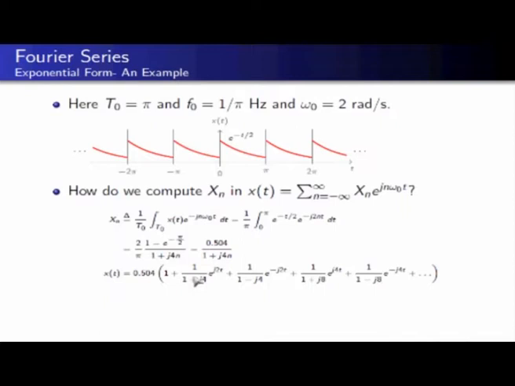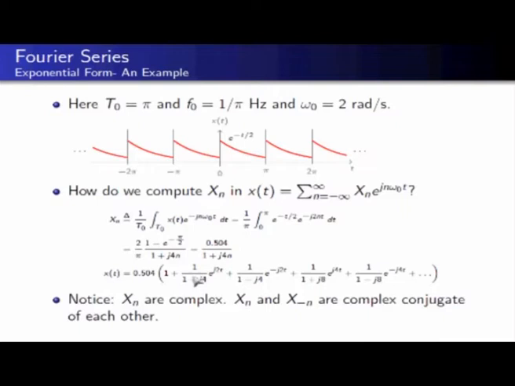The denominator is 1 plus j4n. So it is complex, so Xn is complex. If you substitute for Xn in that infinite sum, for n equal to 0 it's only 0.504, then X1, X minus 1, X2, X minus 2, and so on. You can expand that and write x of t in terms of individual frequencies. Notice that Xn and X minus n are complex conjugates of each other. Whenever x of t is a real signal, which it is in this case, Xn and X minus n are complex conjugates of each other.